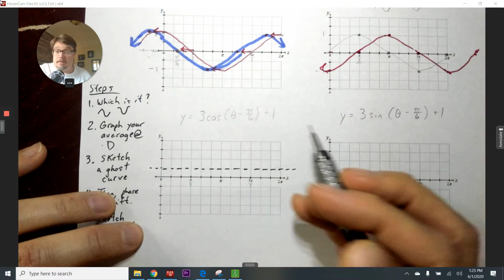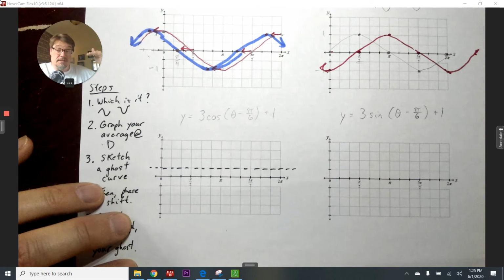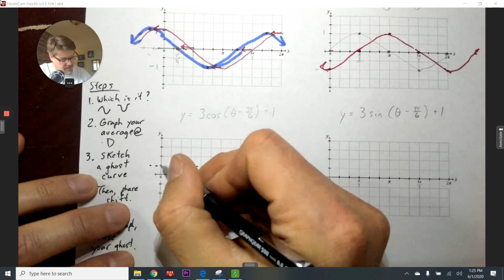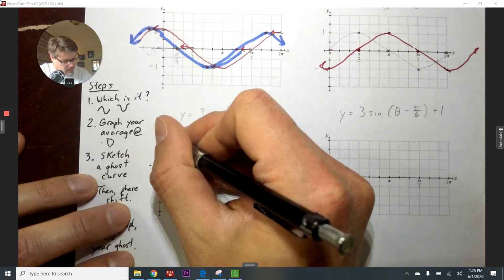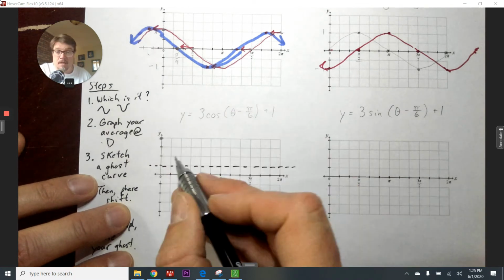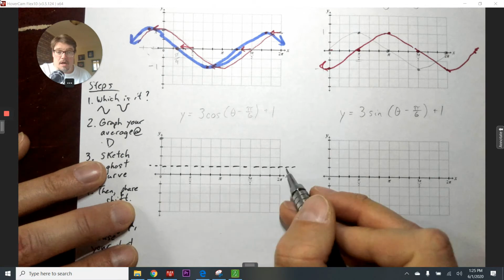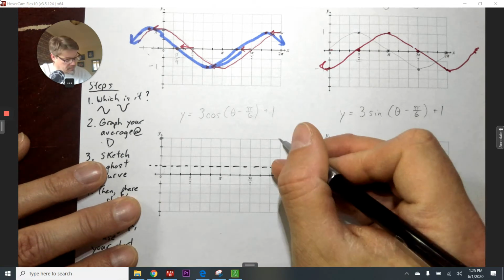So cosine actually starts at its peak. So it's going to be at its highest value. And from here, we will go up 3. So 1, 2, 3. Okay, so from the average, it went 3. Now from the average, all the way to the end of its cycle, it would be there.